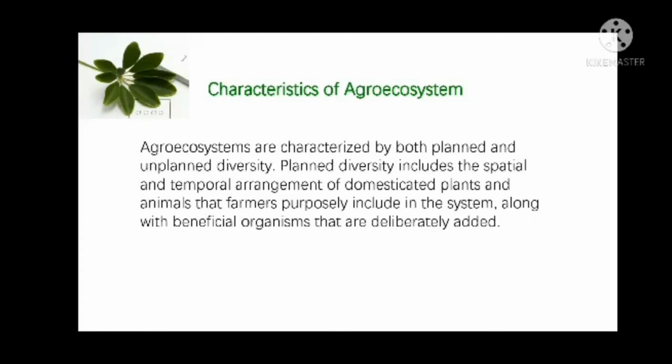After it has been converted to agriculture or colonized from the surrounding landscape, both types of diversity have strong effects on agroecosystem productivity, stability, pest regulation, soil processes, and the movement of organisms between agriculture and natural habitats in the agricultural landscape.